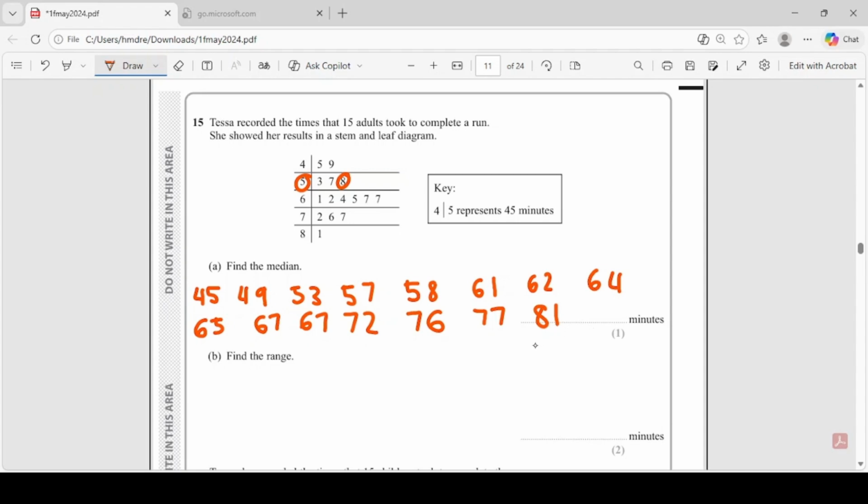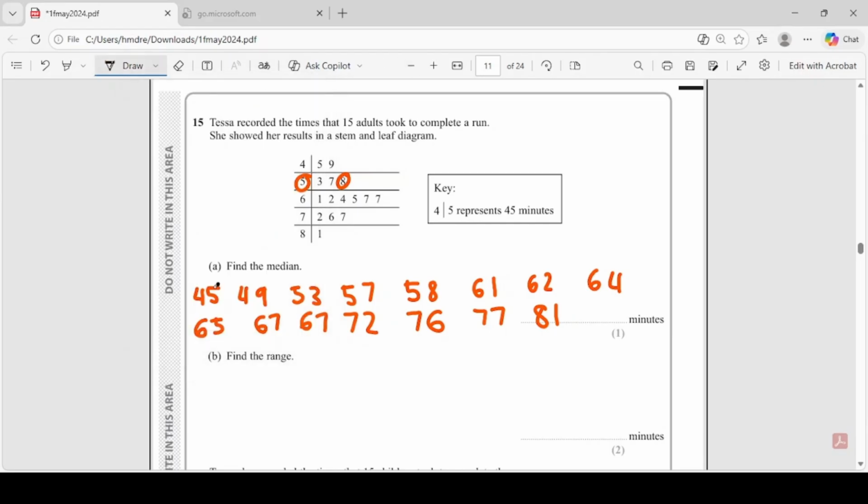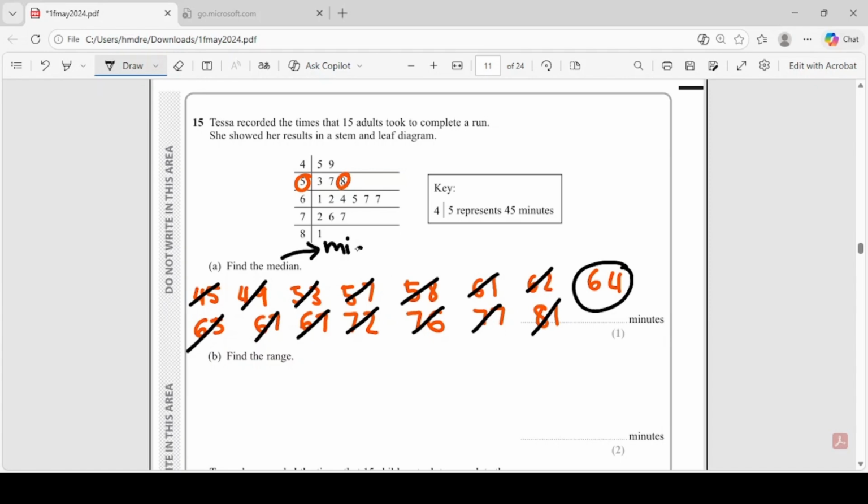There are 15 adults. So how we find the median is we're just going to start crossing off on either side. So I cross off 1 on this side, 1 on the other side. 1, 1, 1, 1. We're just trying to find the middle number here. And so this is our middle number, 64. So just as a note, median is your middle number.